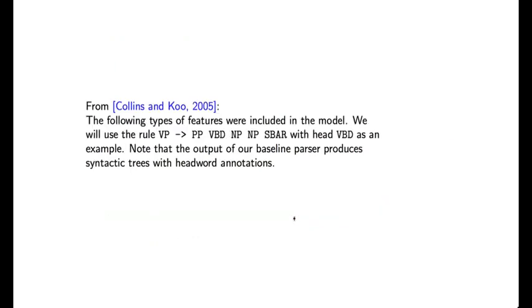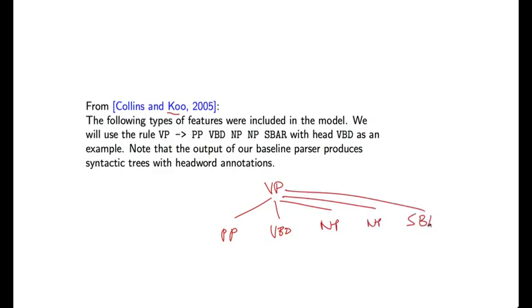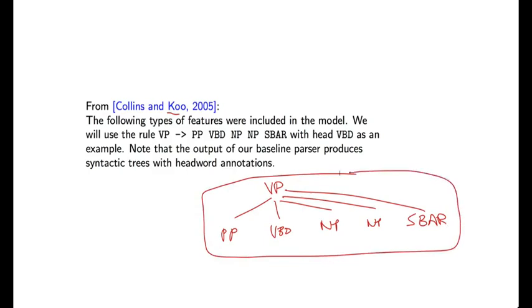Let me describe some features used in a paper I wrote with Terry Koo back in 2005. Throughout this, I'll use this quite complicated rule: VP goes to prepositional phrase, VBD, NP, NP, S bar as the example rule. And the features, as we'll see, are generally oriented in some sense around context-free rules like this one.